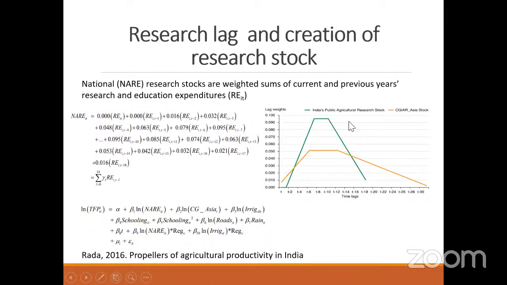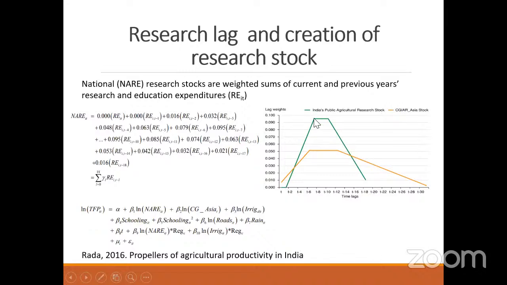The green line shows India's public research stock, and the orange line shows the CGIAR Asia stock. He has taken both Indian and international research expenditure in his paper. Then the research lag he has used: there are 2 years of gestation lag, meaning any research investment will take 2 years to generate technology. Then he has taken a 5-year lag between development of technology and its peak adoption.